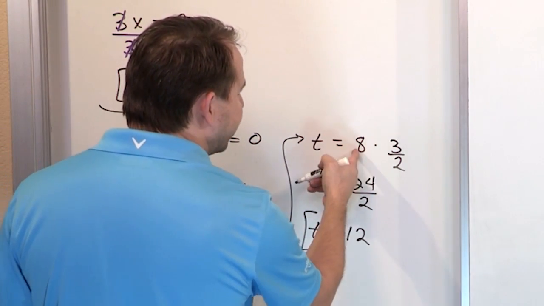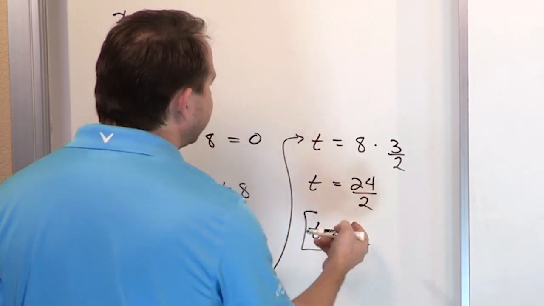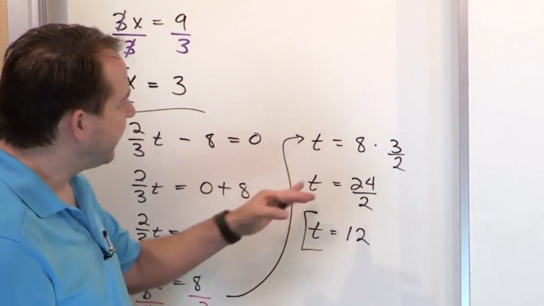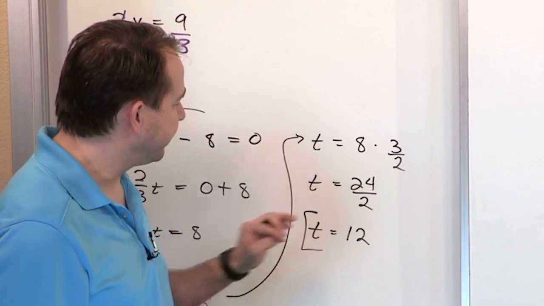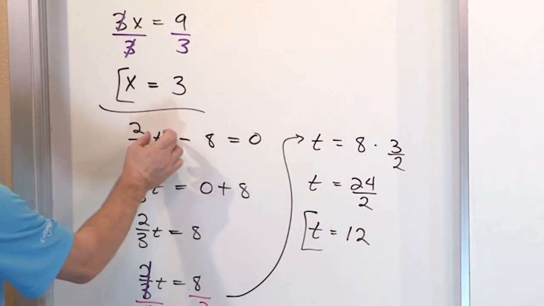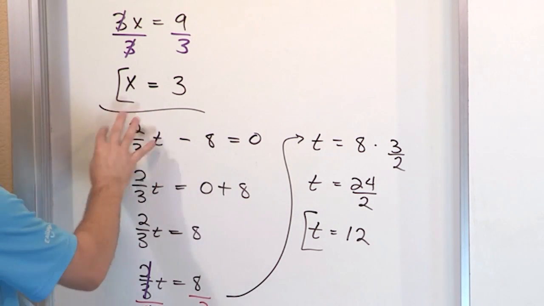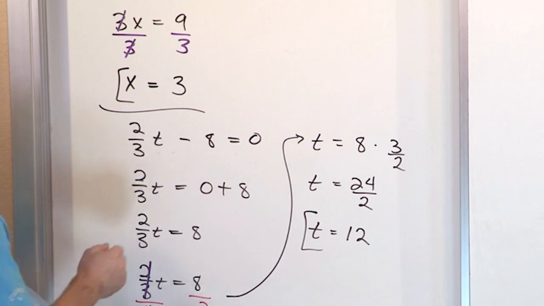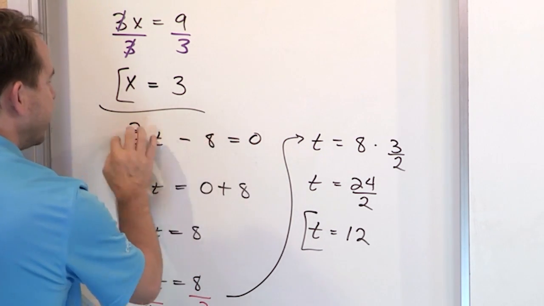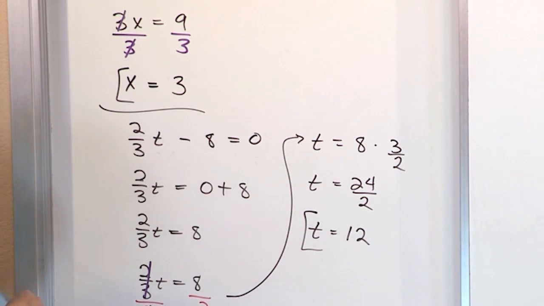You could have simplified here if you wanted instead, like cancel, make this a 4. 4 times 3 will give you 12. There's lots of ways to do it, but in this case, I just multiplied the tops, multiplied the bottoms, and you get 12. Now, if you want, you can take this 12 and stick it back in here and verify that it's correct, but you'll have fractions to deal with and all that. I encourage you to do it yourself, and when you substitute the 12 in here, you're going to end up with a 0 there.